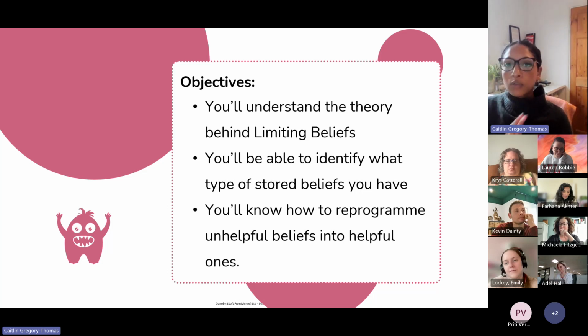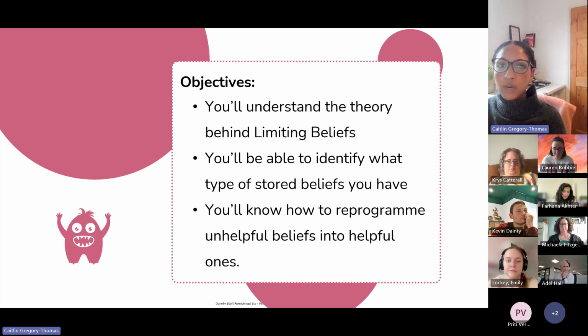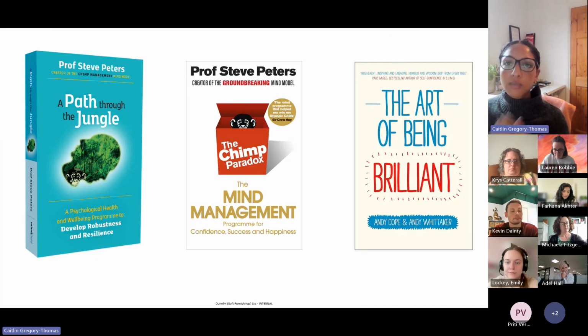So hopefully we've covered all of this today. You understand the theory behind limiting beliefs and can identify which ones you have stored. And then you'll know how to reprogram unhelpful beliefs into helpful ones. So that's the starting point, but hopefully that's useful for you moving forwards.